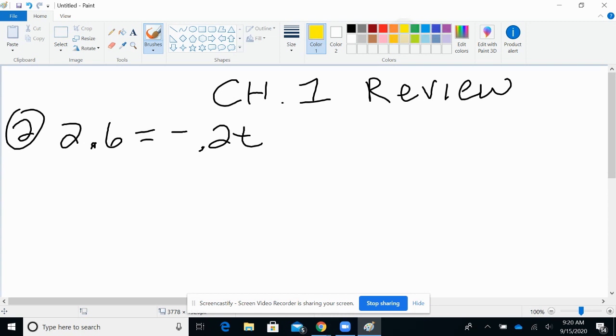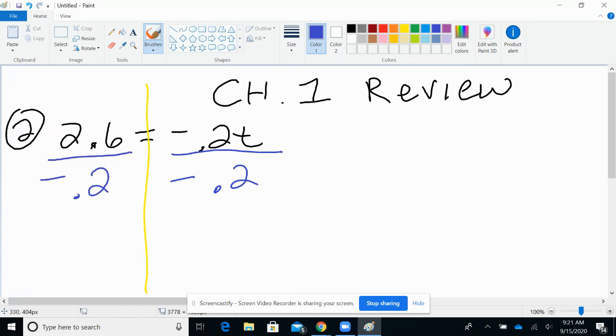So the first thing I've been doing is drawing that line so I keep everything lined up. And oh, we don't even need to subtract decimals. How do we get the 0.2 off of the t? Perfect. So we would divide by negative 0.2. And then we would divide this side by negative 0.2.